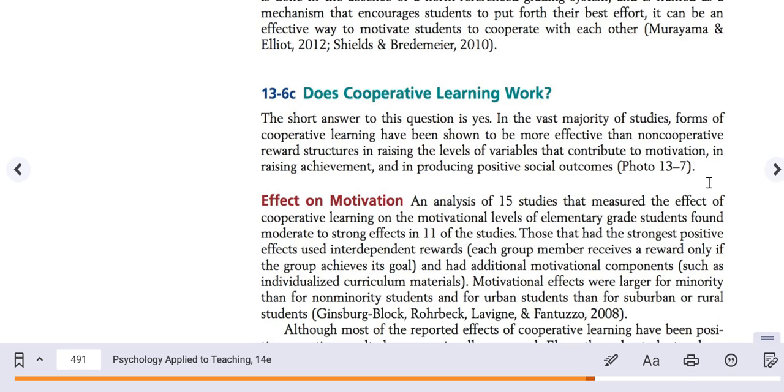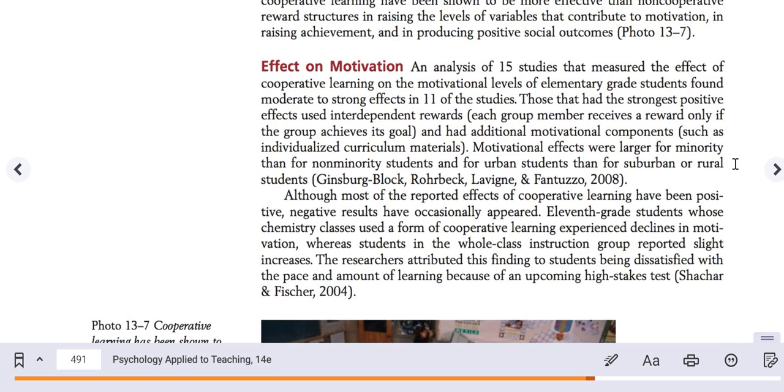Does cooperative learning work? The short answer to this question is yes. In the vast majority of studies, they've been shown to be effective more than non-cooperative reward structures in raising the levels of variables that contribute to motivation, in raising achievement, and in producing positive social outcomes.